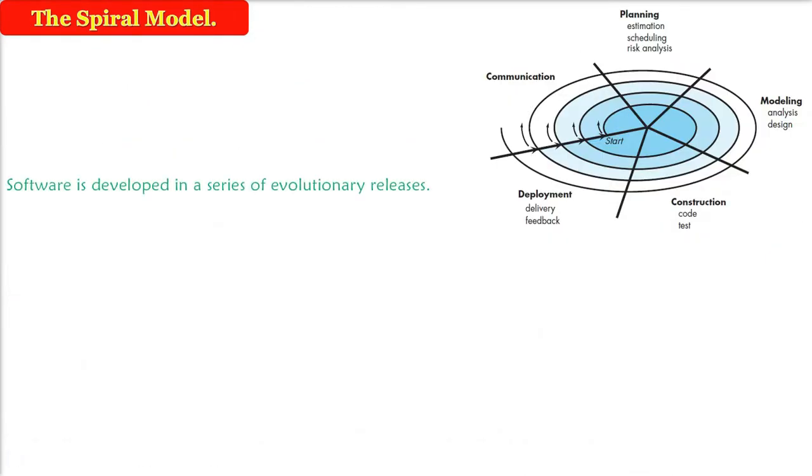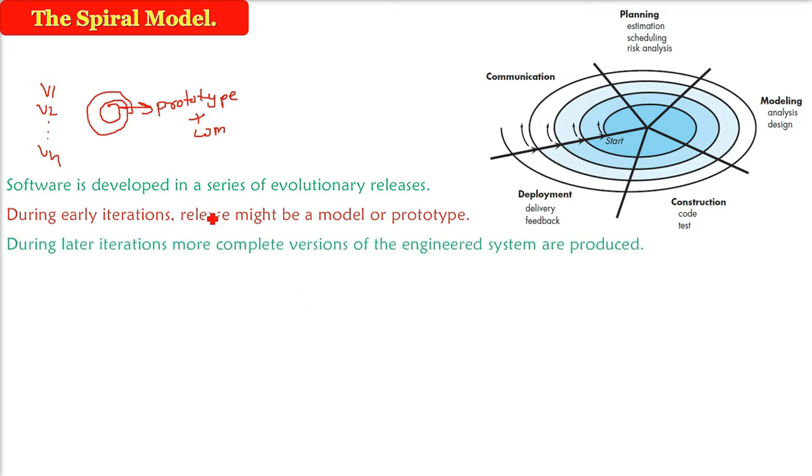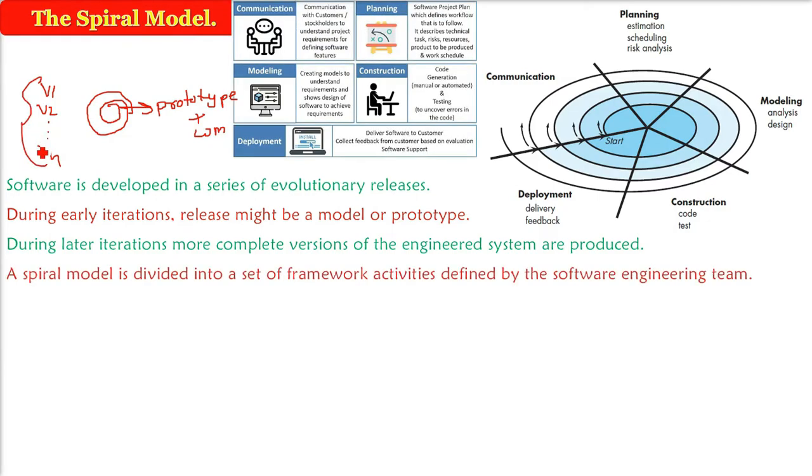Software in the spiral model is developed in a series of evolutionary releases. Version 1, version 2, version n. When you start the iterations, iteration is all about looping. You go around the loop once, then again like this. When you do the early iterations, the release might be a prototype. It can be a model also. That is why we say it is the iterative nature of prototype plus the waterfall model. First maybe the prototype, then you go to a different iteration. Here you will give version 2, version 3, like this.